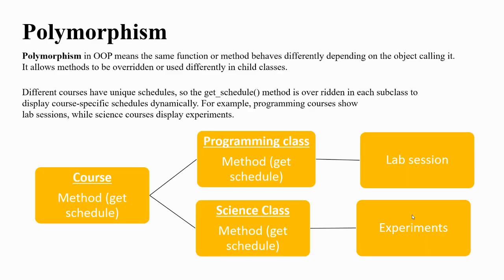Number three is polymorphism. Polymorphism in OOP means the same function or method behaves differently depending on the object calling it. It allows methods to be overridden or used differently in child classes. In this project, different courses have unique schedules, so the get schedule method is overridden in each subclass to display course specific schedules dynamically. For example, programming course shows lab sessions while science course displays experiments.